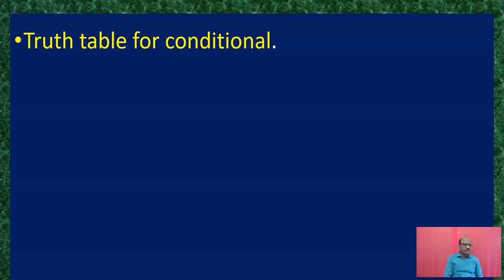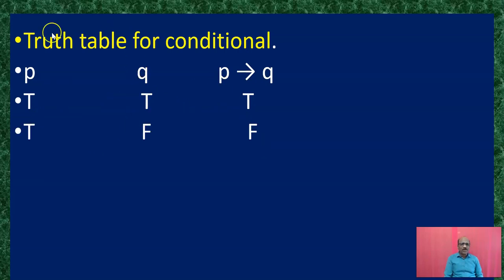Truth table for conditional statement. Now see this again here. P, Q and P implies Q. Now see this one by one. T implies T, then it is T. T implies F is F. Therefore, it is F. F implies T, and therefore it is true. And the last is F implies F, and that's why it is true.